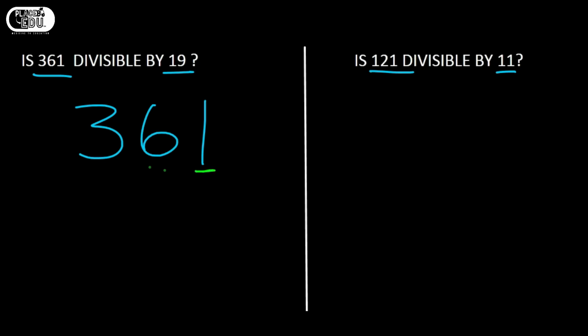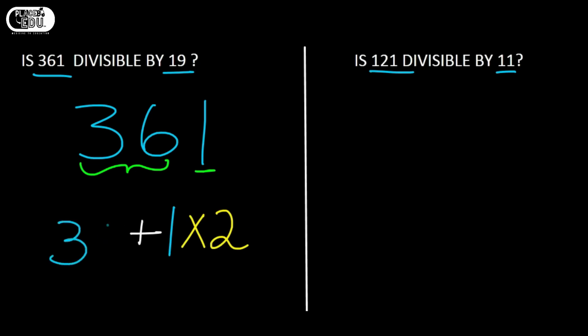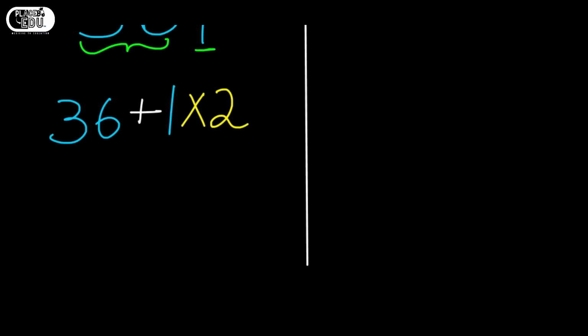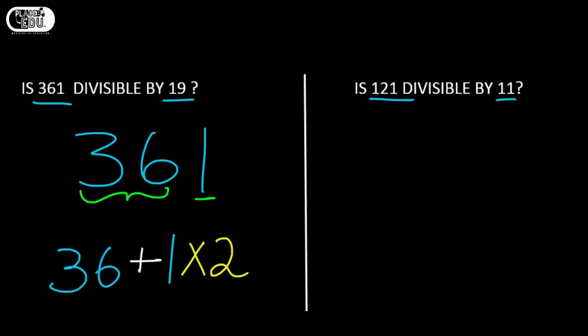Here the last digit is 1 and the remaining digits are 36. Now what we have to do is we consider the last digit and multiply it with 2 and add the total to the remaining digits. Understood? We consider the last digit, multiply it with 2, and add it to the remaining digits, and then we get the answer 36 plus 2, which is 38. If this number is divisible by 19, then the whole number 361 will be divisible by 19.